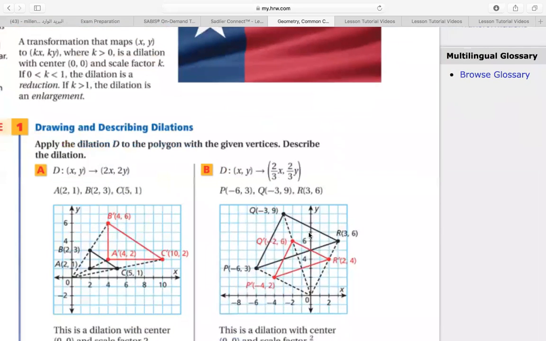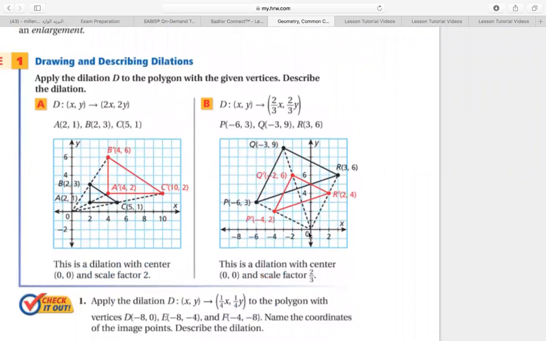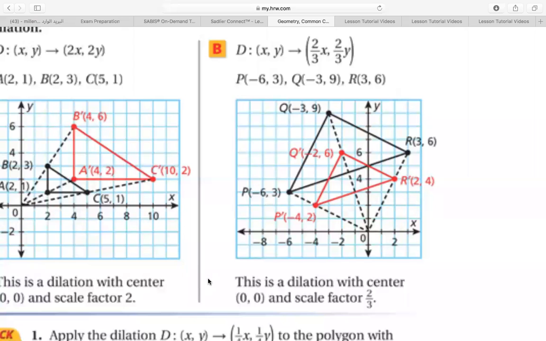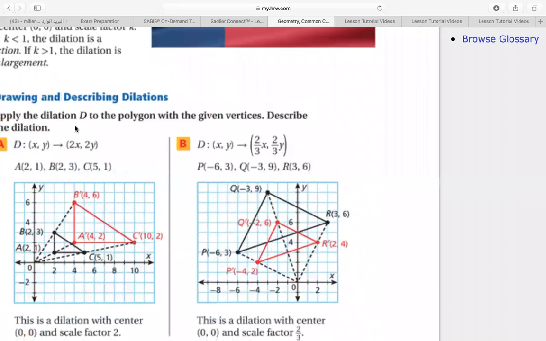As we see here, we have 2 clear examples, A and B, okay? Here, the dilation in A, who will tell me? x and y, the dilation is 2x and 2y. So what is k? 2. In B, the dilation is 2/3 x and 2/3 y. So what is the value of k? 2/3. 2/3 is a fraction and it is not improper. Improper, it is greater than 1.